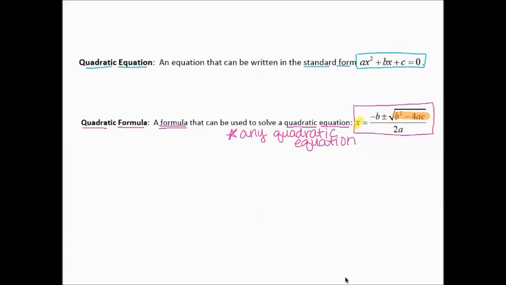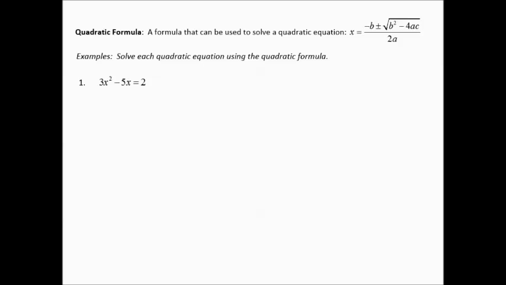So let's take a look at an example that will use our quadratic formula. Notice here we have our quadratic formula up here at the top. First thing we're going to do, if you notice it says a, b, and c in the formula, and we want to be in standard form. Here, it almost looks like I'm in standard form. I have 3x squared minus 5x equals 2. When I'm solving, I always want to be equal to 0.